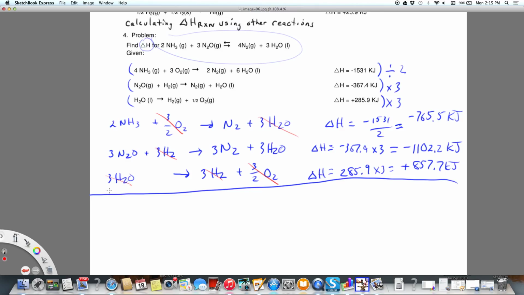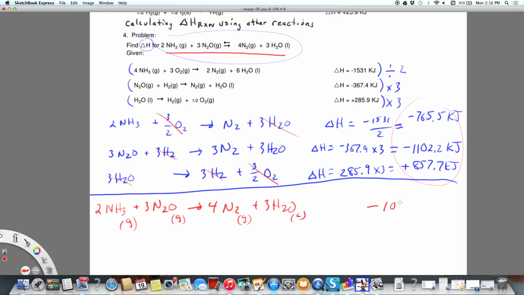So when we add these two equations together, we get 2NH3 plus 3N2O. And that produces 4 N2, plus we've got 3 waters left. Okay, we can put our states in. I left those out so it wouldn't get so distracting. And we have a match. So this equation matches the one that we ended up with. Okay, and then when we add all of these together, we get minus 1010.0 kilojoules per mole.